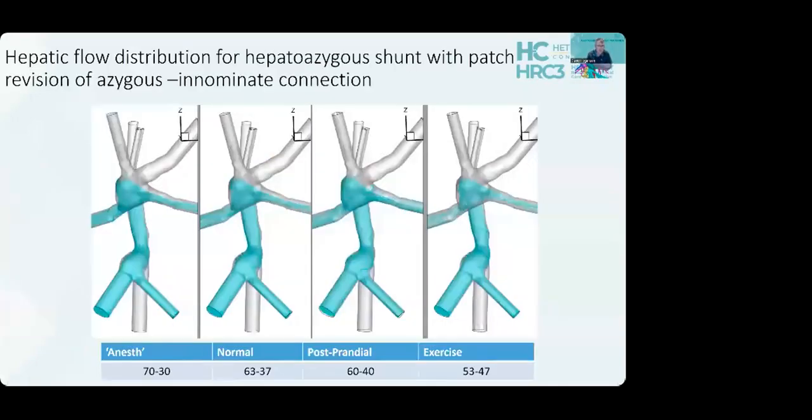And so when we looked at this again with the flow simulation, now we had a substantial improvement. If you look at normal resting conditions, now 63% of hepatic venous flow went to the right lung and 37% to the left lung. So this is much better, and this was the option we chose to pursue in this patient.